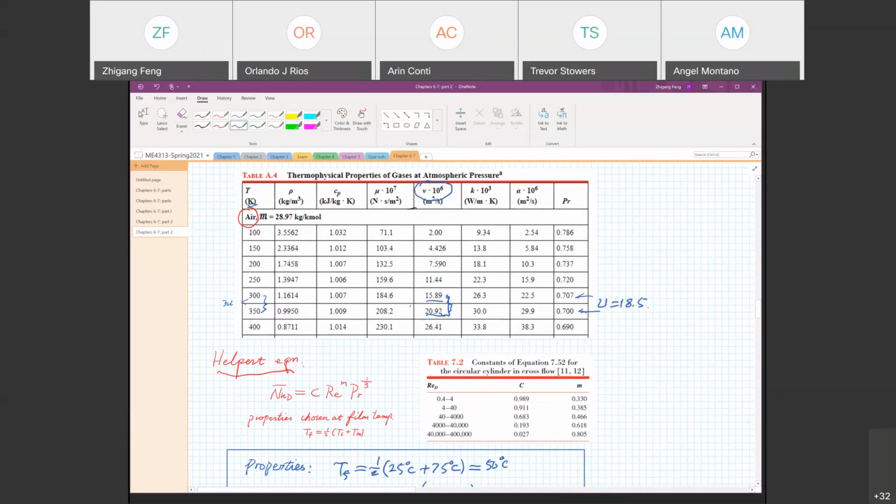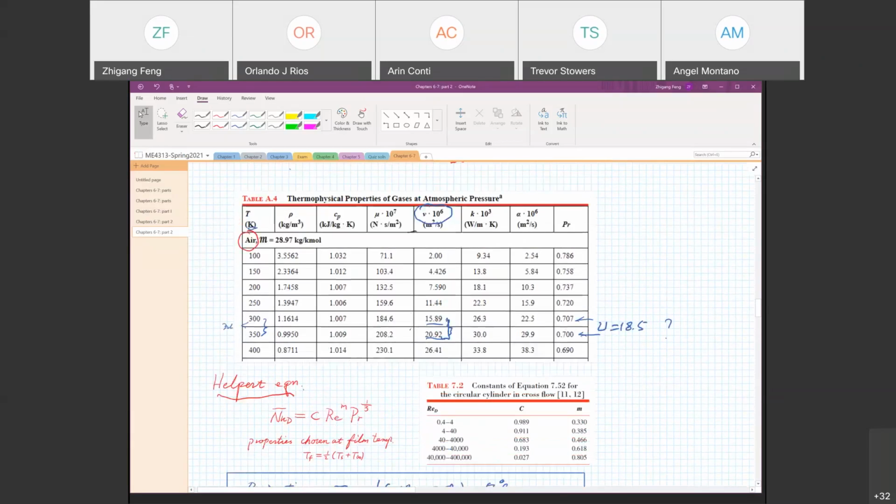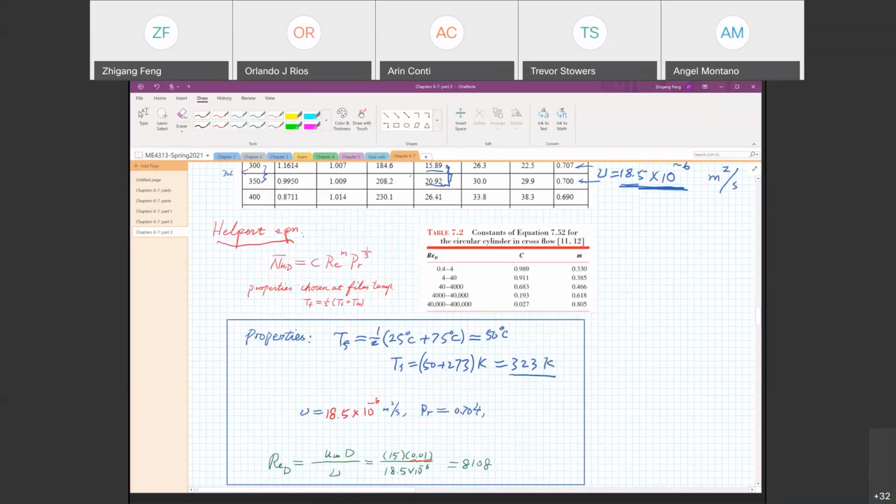Is that correct? No. Be very careful. This 18.5 is mu multiplied by 10 to the 6, and then you get 18.5. So the actual viscosity has to be 18.5 multiplied by 10 to the minus 6, with the unit of meter squared per second. Okay? So these are the things you need to pay attention to. So it's multiplied by 10 to the minus 6.